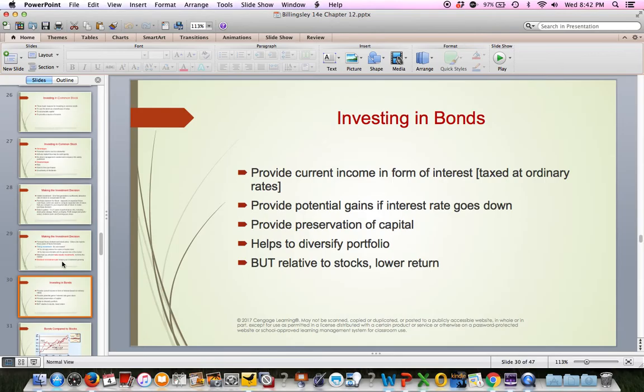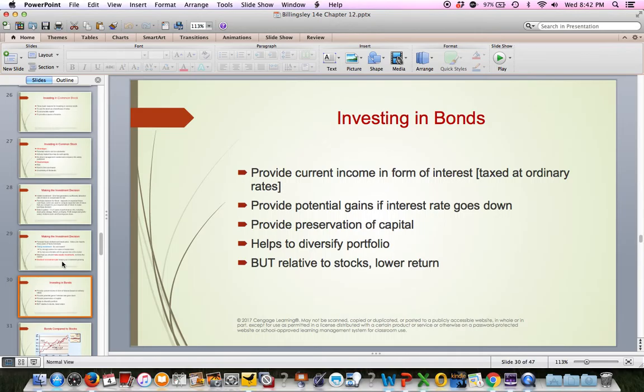So that was about investing in stocks. Let's talk about bonds. The reason you buy a bond is the current income in the form of interest, which is taxed at your ordinary income rate. So you're taxed at whatever tax bracket you're in.